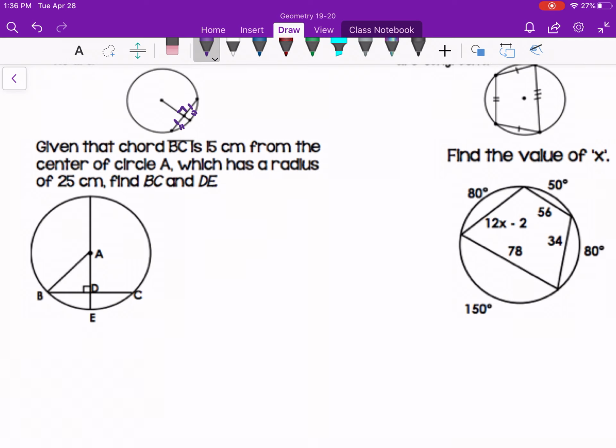It says, given that the chord BC is 15 centimeters away from the center of the circle, and it has a radius of 25, find BC and DE. So let's go back. BC is 15 centimeters away from the center, so that means that this distance here is 15. It says the radius of the circle is 25 centimeters, and then it says to find BC and DE. So it wants to know this whole line BC, but the first thing I'm going to do is find BD. And as you can see, we've got a right triangle.